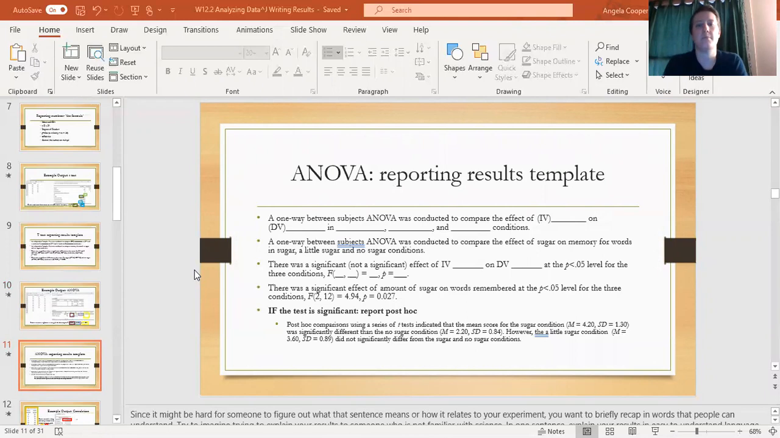This is just another template to plug in the information for your study, for your conditions, for your dependent variables into a format that's palatable for APA. So a one-way between subjects ANOVA was conducted to compare the effect of sugar, your independent variable, on memory for words in sugar, little sugar, and no sugar conditions. So we have 3 different conditions of sugar consumption, and we're still looking at how that is affecting memory.